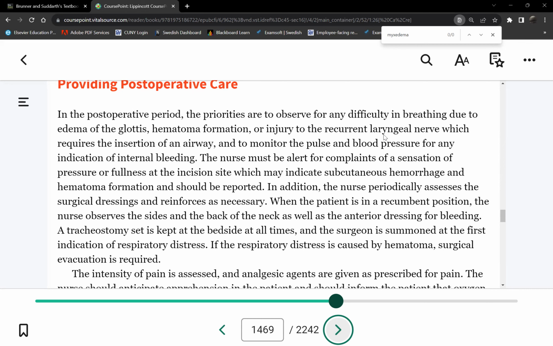Because after this surgical manipulation here, what will happen to the surrounding tissues? Remember, the trachea is right behind the thyroid. Okay, so there will be airway swelling. And was I conscious during the surgery?